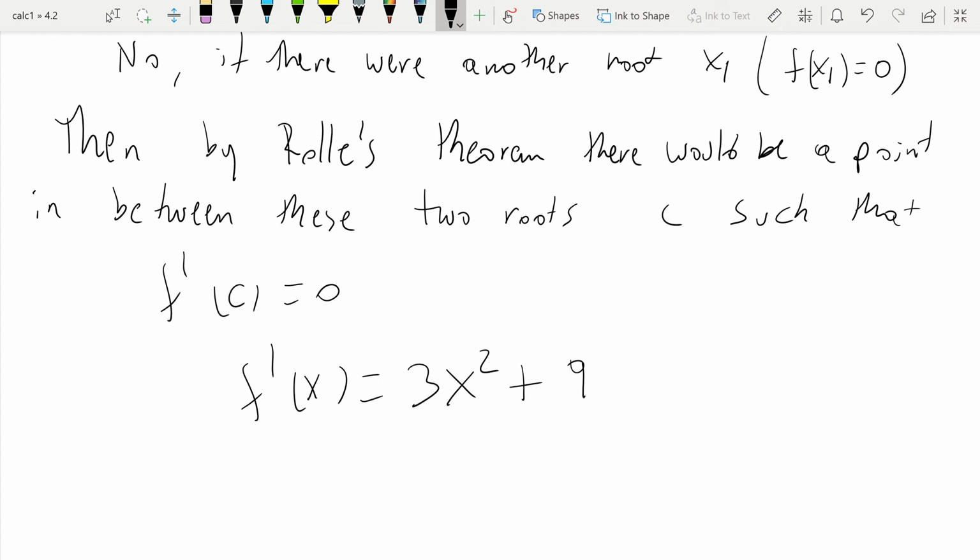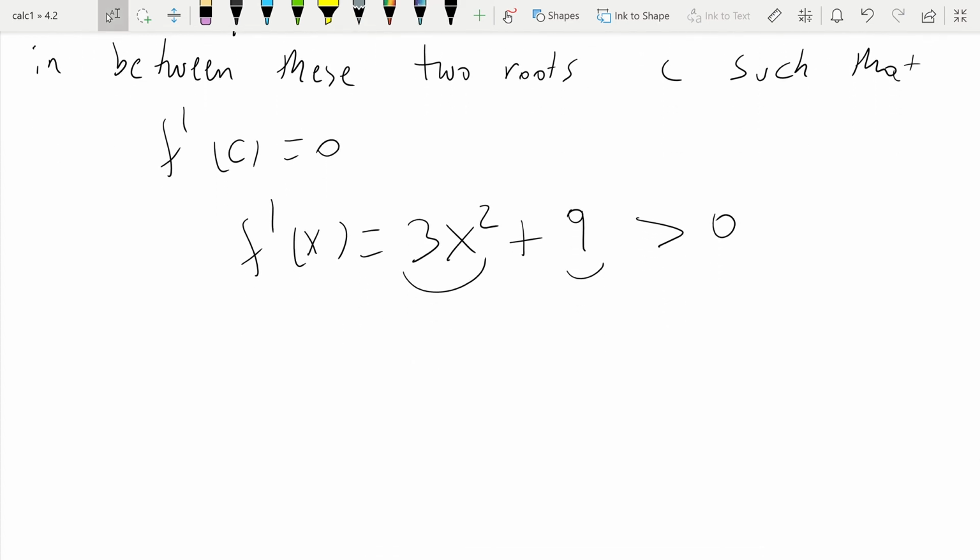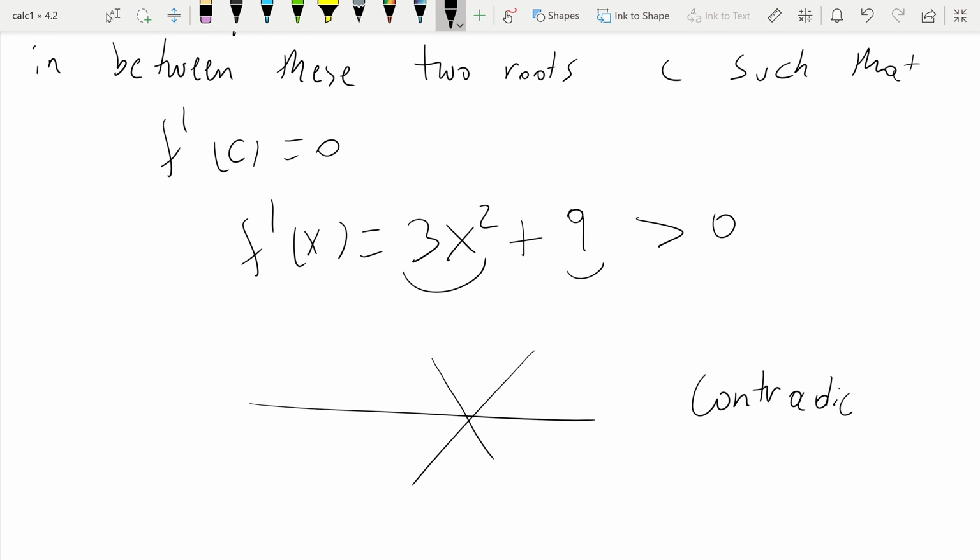Whenever you are asked to do something like this, if that rings a bell, you just try to see: if we have two roots, then Rolle's theorem applies. So what's going to happen with the derivative? You compute it, and you notice that 3x squared is never negative and 9 is positive. So in fact, f prime is always positive, so there can never be a value c such that f prime is equal to 0. This is a contradiction.